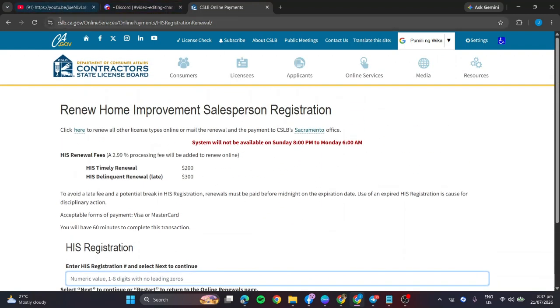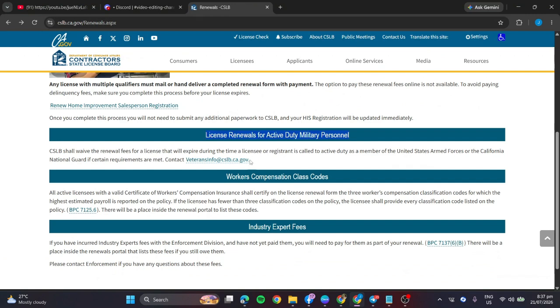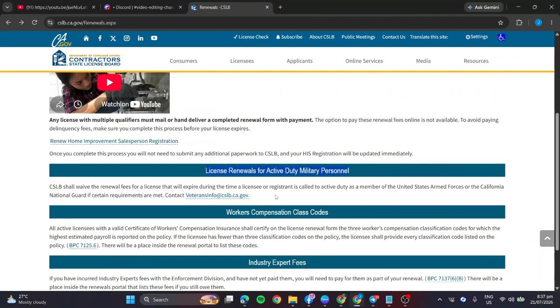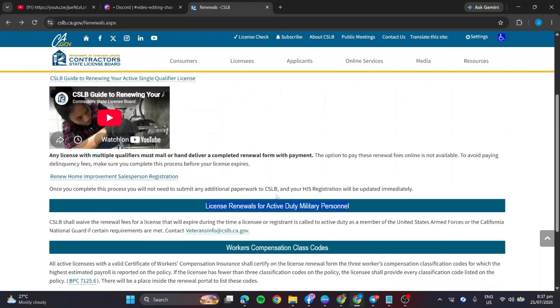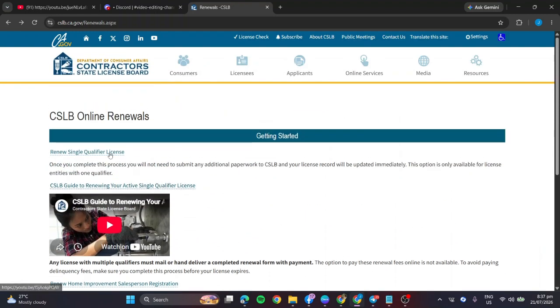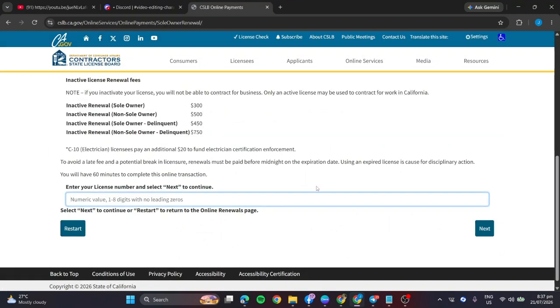You can also renew up to 90 days early if your license expires. You also have 2 years to renew late, but you cannot perform license work until the renewal is complete. Afterward, check your license status online.